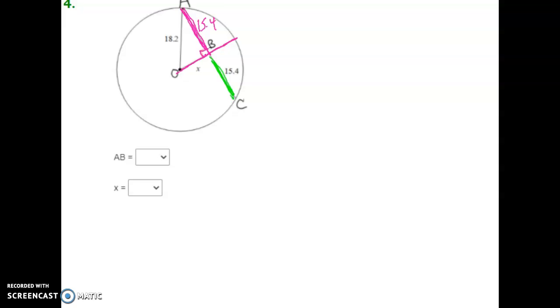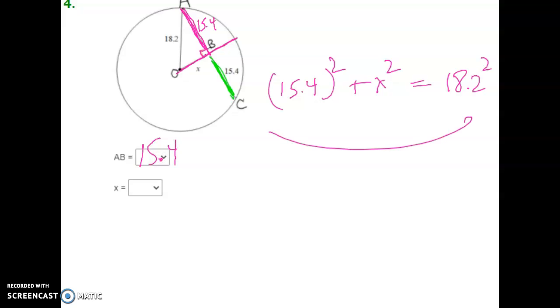So now we do the Pythagorean theorem. So we've got 15.4 squared plus x squared equals 18.2 squared. Take out your calculator. They ask first the length of AB, so that's 15.4. When you do Pythagorean theorem, you should get 9.7.